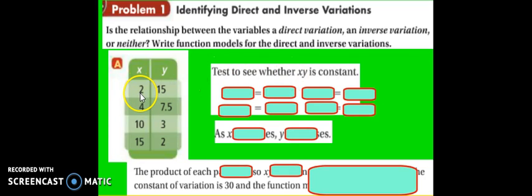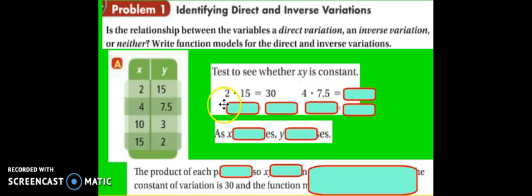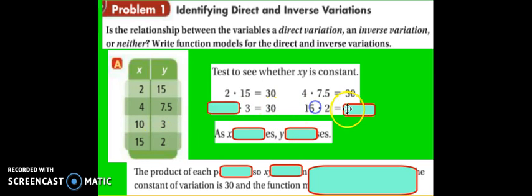The way I do it, I'm going to go 2 times 15 is 30. So that constant is the same. And then I'm going to take my next pair. I am going to go 4 times 7.5. That also gives me 30. And I go 10 times 3 is 30. And then 15 times 2 is also 30.